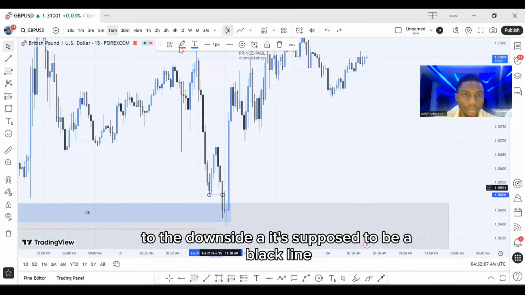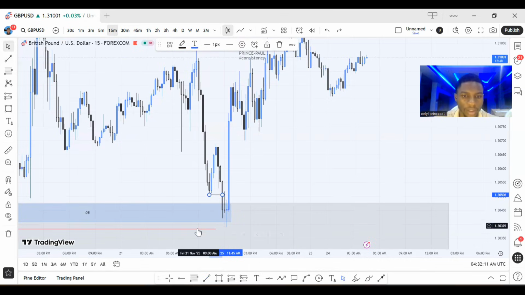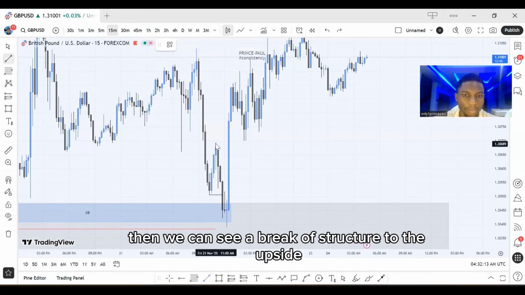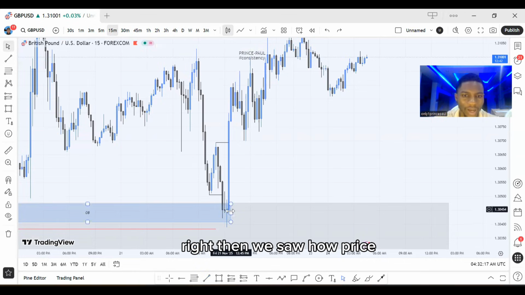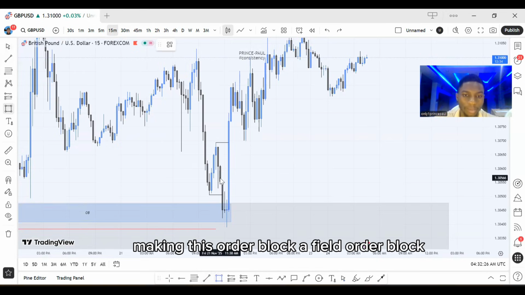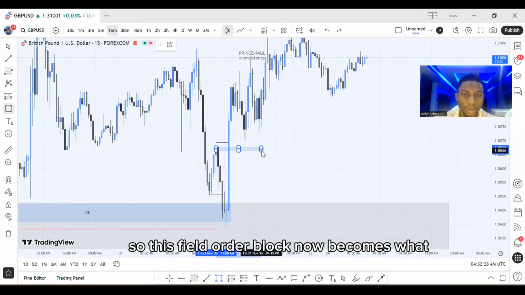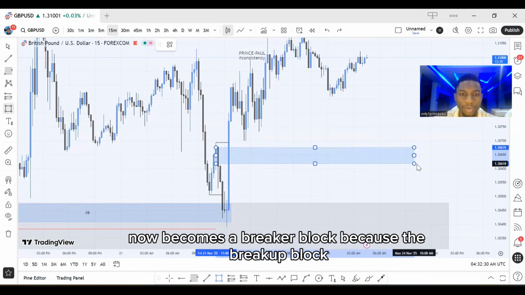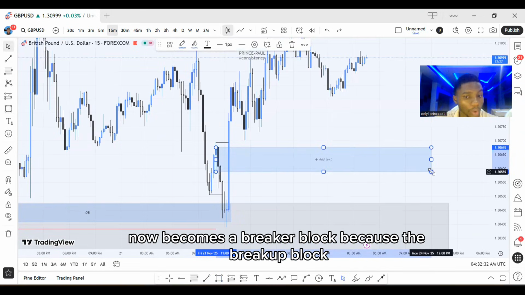Okay, it's supposed to be a black line, right? Then we can see a break of structure to the upside, right? Then we saw how price broke structure with a very good impulsive move, making this other block a failed order block. So this failed order block now becomes what? Now becomes a breaker block.